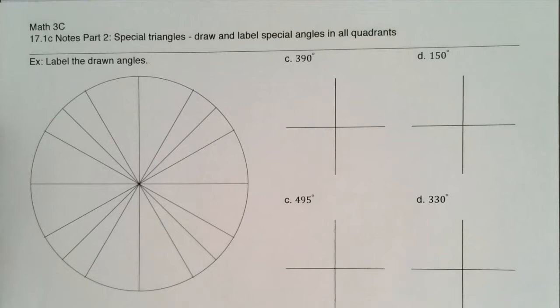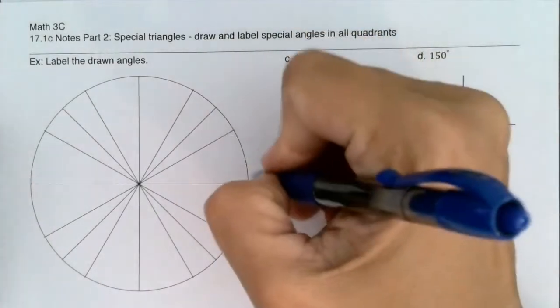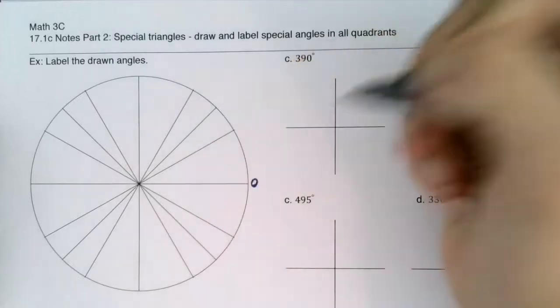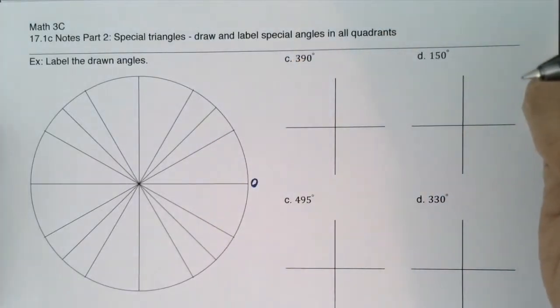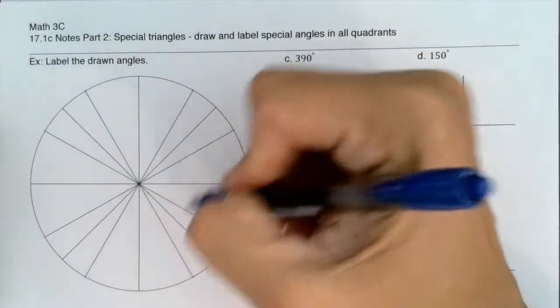Hi, today we're doing 17.1C notes, part 2, where we're going to draw and label special angles in all quadrants. So let's just do a mini review. Right here is where we start from. It's the positive x-axis. That's going to be 0 degrees, and then we're going to rotate around.